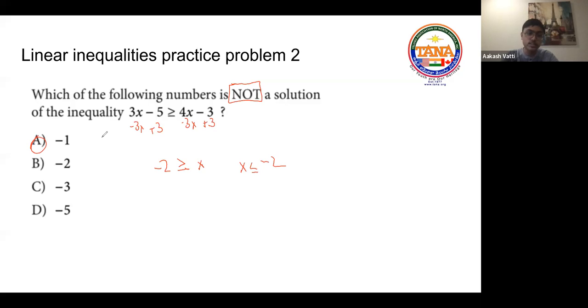Also, you could plug these numbers in for harder questions. You can just plug the numbers in and check what works and what doesn't. But I guess solving it is sometimes easier than plugging in numbers because that just takes longer. Any questions? No? All right.